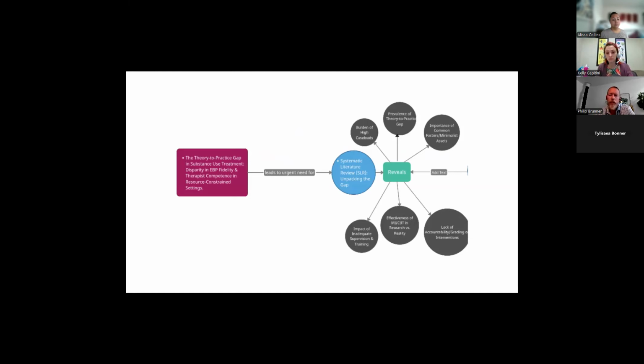At the heart of my Capstone project is a critical challenge in social work, the persistent theory to practice gap in delivering evidence-based practices, particularly within substance use treatment in real-world, resource-constrained agency settings. My decade of experience working across numerous agencies in Buffalo, New York has consistently shown me how this gap impacts frontline therapists and, most importantly, clients.